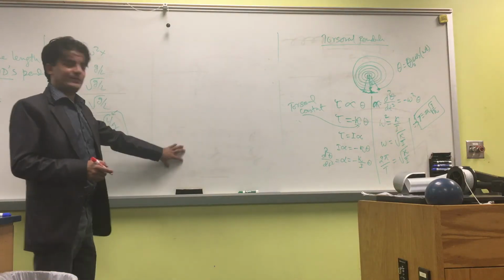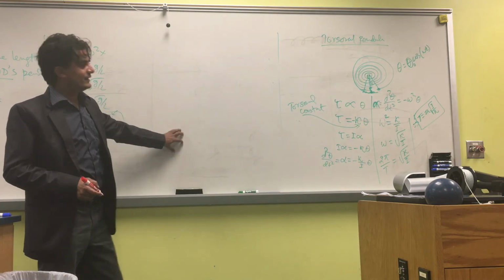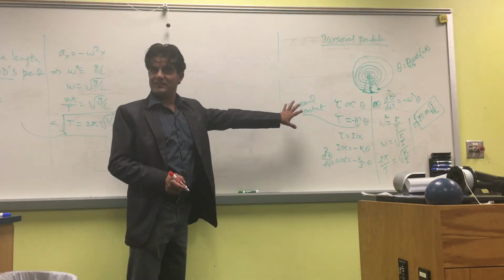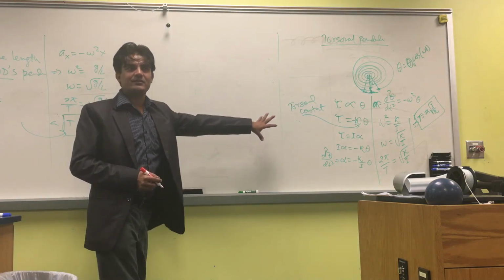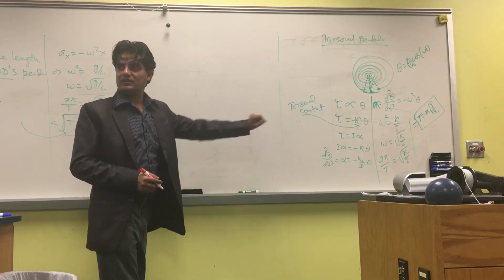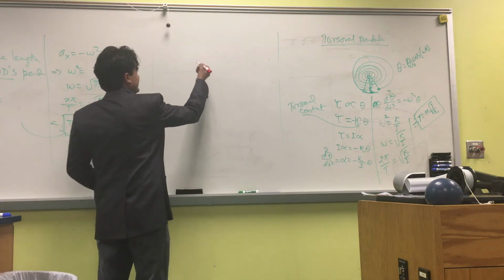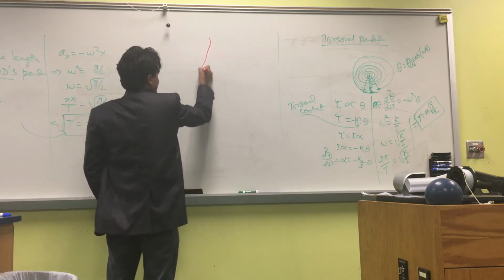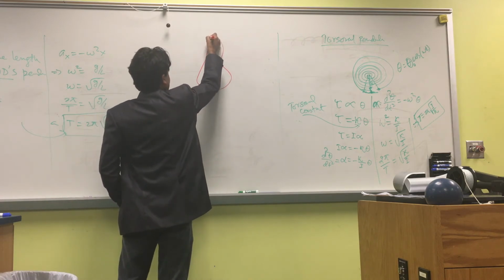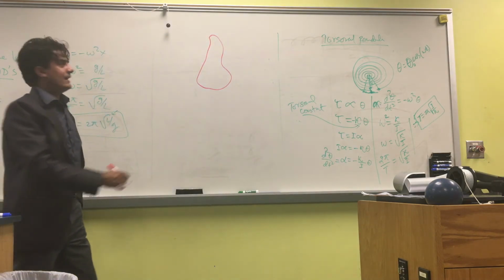Remember, I erased this one, the pendulum thing. I still have this. Alright? Because the next one we are going to do is pretty much similar to what we did in the torsional. Okay? Here, the physical pendulum is a pendulum with a mass of some weird shape, hanging it here.